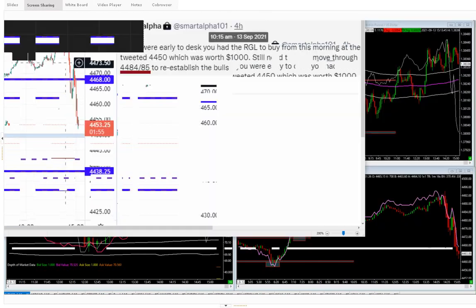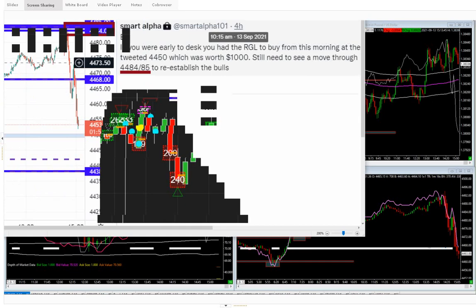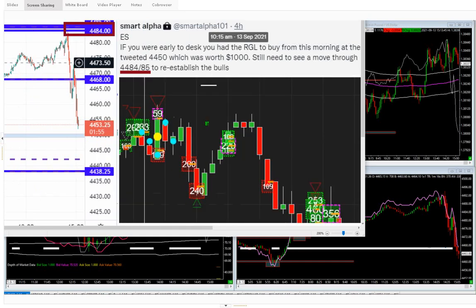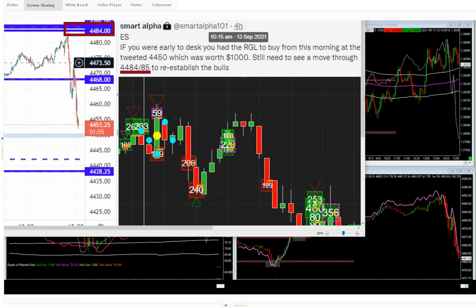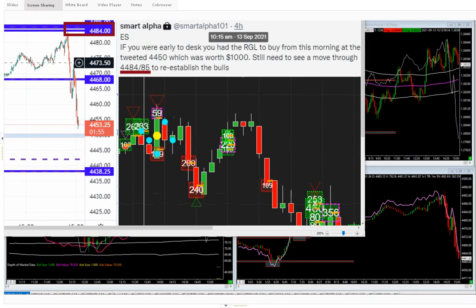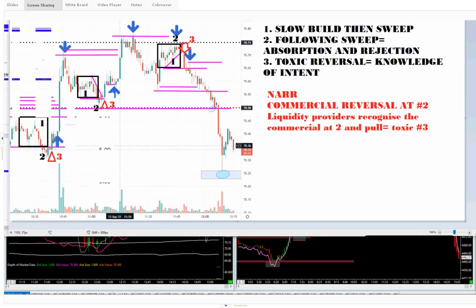Does everybody remember the classroom we did this morning about getting jammed into certain prices at certain points? This was the cash open. What do you recognize from the cash open? Do you remember this conversation we had this morning? The slow build, the sweep, the absorption and rejection, the toxic reversal gives us a knowledge of intent, right? The narrative that comes from that is that there's a commercial reversal at the 2 point. Liquidity providers recognize a commercial at 2 and pull, which gives you a toxic candle at 3.